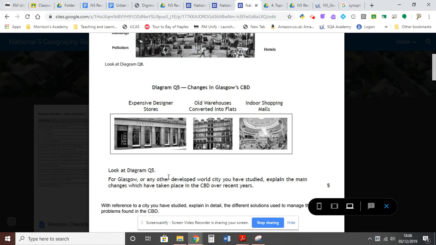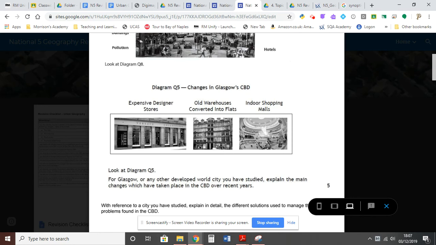Now, because it says it wants you to talk about a city, you need to start your answer with in Glasgow. And the first change is that they have built large indoor shopping malls like the Buchanan Galleries. And if you were to explain that, you would then say the reason for that is because it means people are more likely to want to come to the city centre, especially when it's raining, because there's somewhere indoor to go, and it means that they're less likely to go to places like Braehead, which have been drawing people away from the city centre.